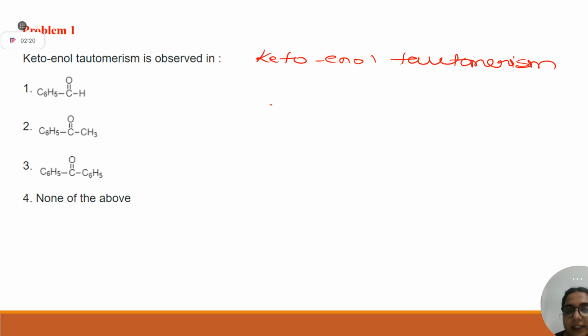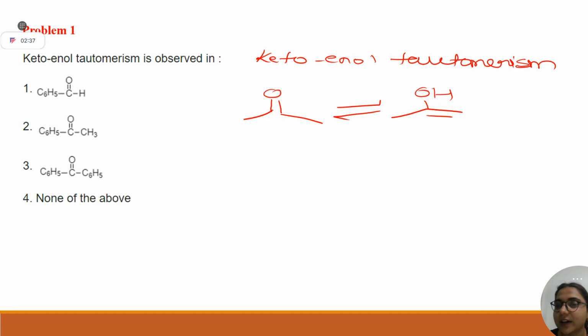Okay, before that, let's say this is ketone, and this is your enol. Can anyone tell me, among this ketone and enol, which is stable and why? Ketone, due to more bond strength.